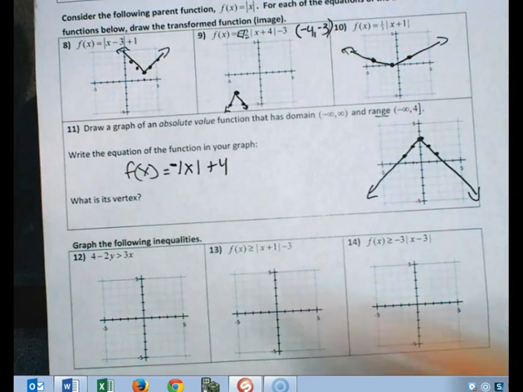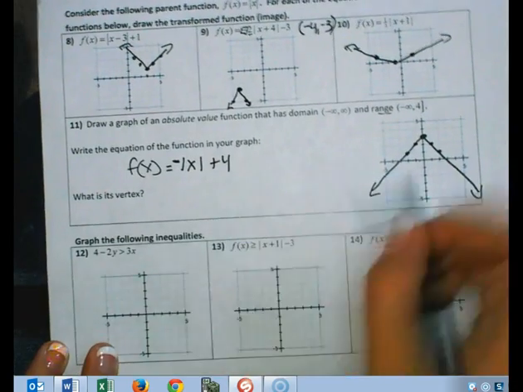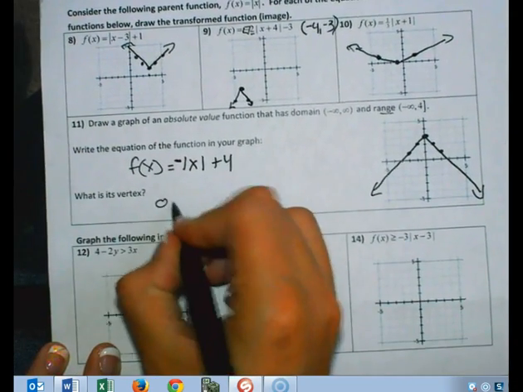All right, and again, you can put that in your calculator to double check. And then finally the vertex, so we know the vertex is at (0, 4).